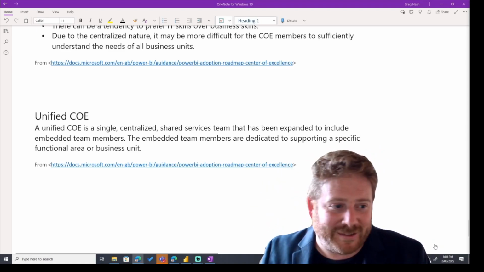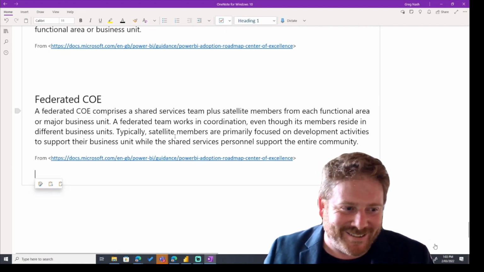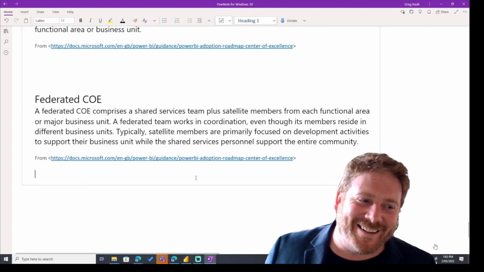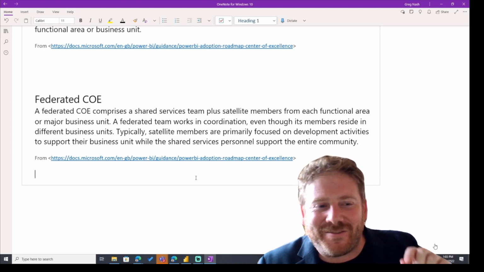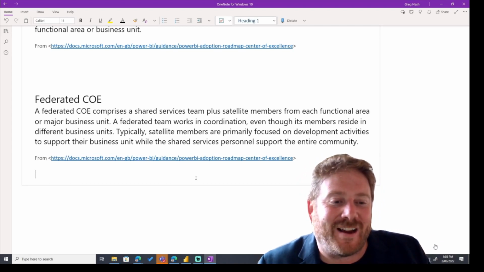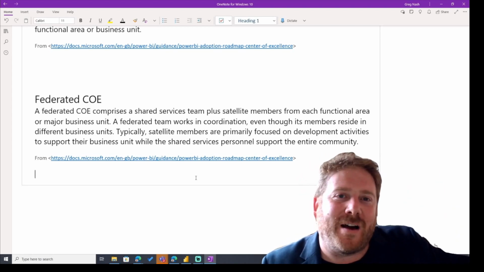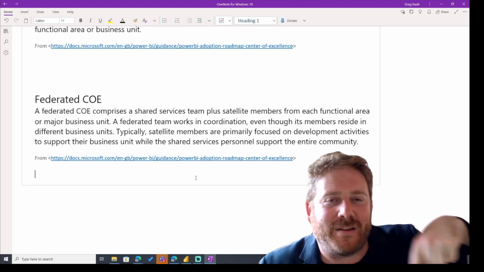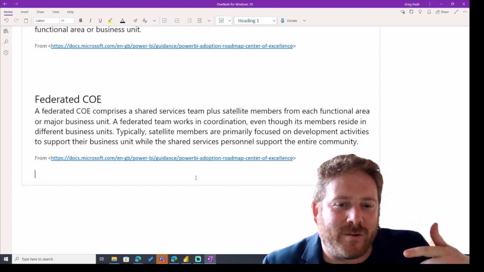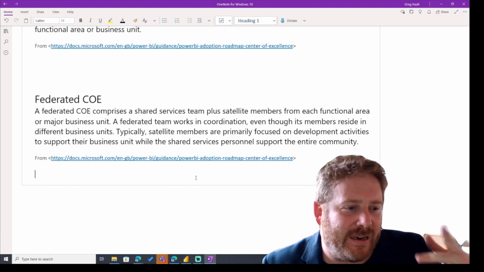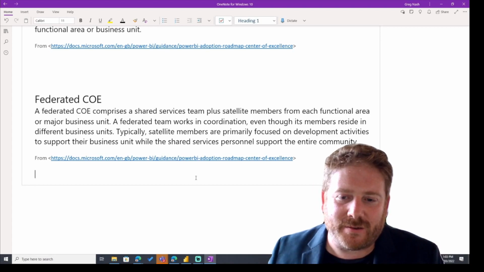Federated. I can't believe they got so many different types of COE, to be honest. This is awesome. Federated is a shared services team plus satellite members from each functional area or business unit. Okay, so you've got the central team, and then there's one person who is a virtual member of the team in each business unit. I quite like this approach. They work in coordination, even though its members reside in different business units. Satellite members are focused on development activities.